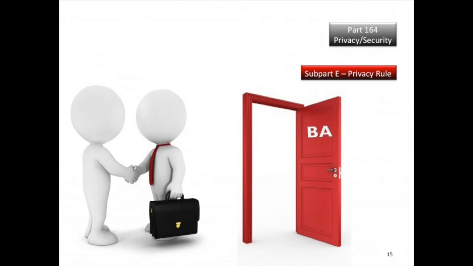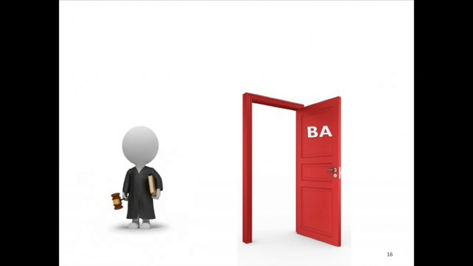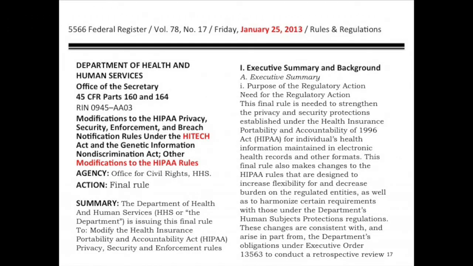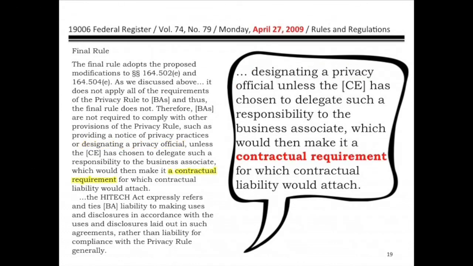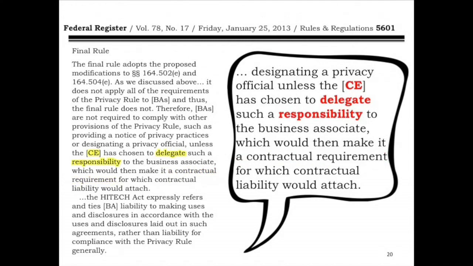form. HIPAA doesn't require a business associate to designate a privacy official for their business, but some business associates have chosen to designate a privacy official. When OCR published the HITECH final rule, the agency suggested that designating a privacy official may be a contractual requirement if the covered entity wants to delegate its privacy official responsibility to the business associate.